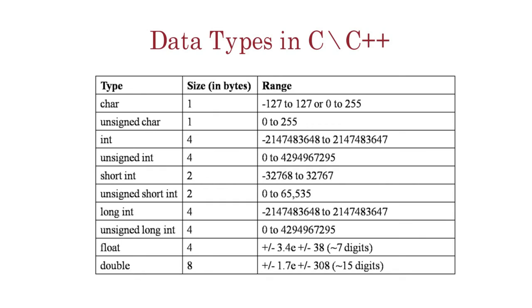Now you can see the table in which we are having different data types. For example, character, unsigned character, integer, unsigned integers, and so on. And we can see the size of that character is 1 byte and the range starts from -127 to 127. As you can see in the table, integer can hold positive and negative values. If we want only positive values, we can use unsigned integer instead of integer values.